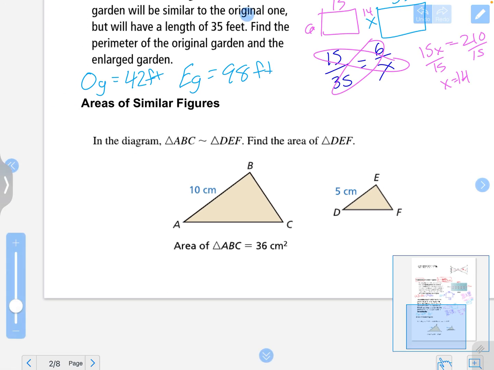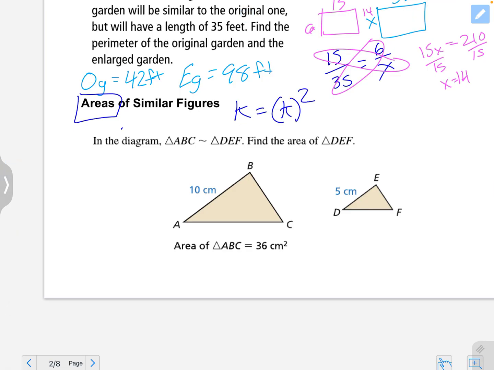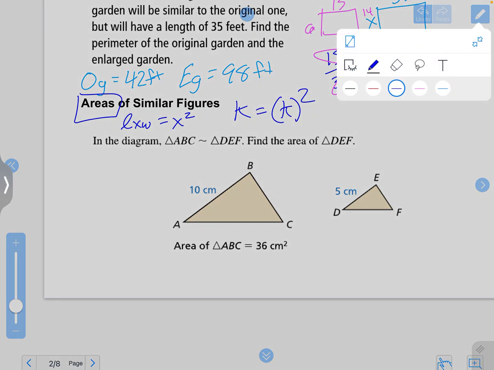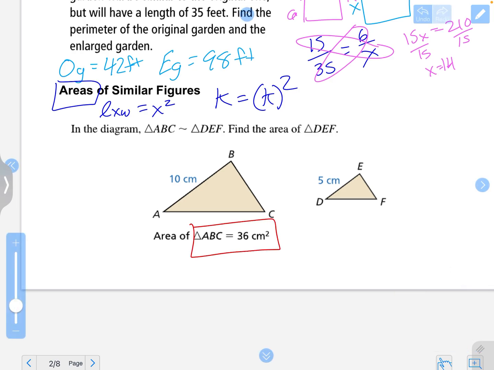All right, so area is very different. For area, we're going to take our K, our scale factor, and we're going to square it. Because when we do area, it's length times width, and that always equals x squared. So they're going to give us the area of one, and we're going to need to find the area of the other. So they give us the area is 36 centimeters squared.